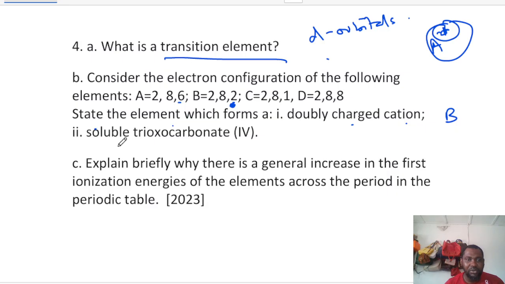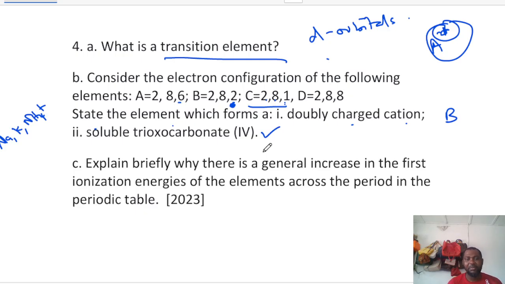Now the next one says which of them will form a soluble trioxocarbonate. Well, watch my videos on types of reactions. You are going to learn a lot there. But I like to say here that all trioxocarbonates are not soluble, except for sodium carbonate, potassium carbonate, and ammonium carbonate. Sodium carbonate, this C here, is 2, 8, 1, which is 11, sodium, so it can form a soluble trioxocarbonate. You just have to know these things.